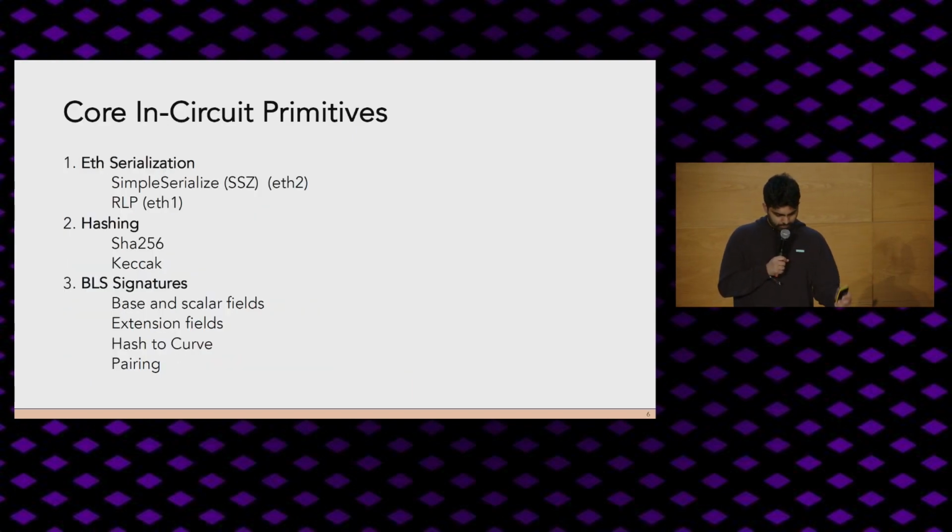All right, so this is the breakdown of the primitives that we have built in circuit in Plonky2. We have SSZ, RLP, two hash functions, SHA-256 and Keccak, and then obviously the BLS signature implementations, which I'll also dive into, which contain a lot of different components, including the base and scalar fields, the extension fields, doing hash to curve, and doing the pairing, all in circuit.